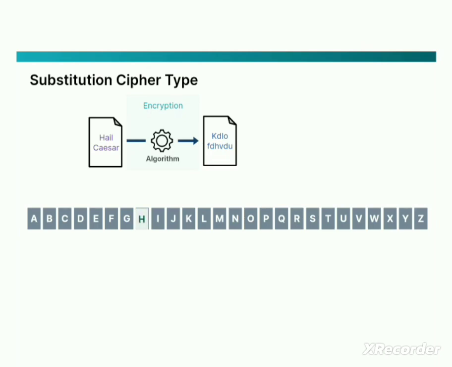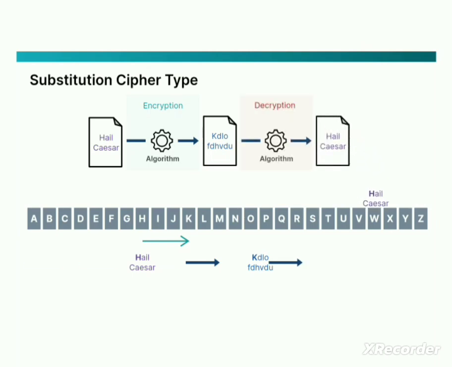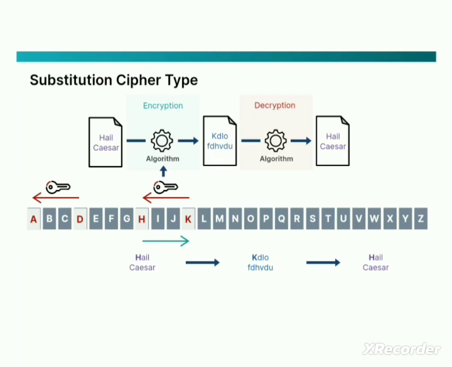If you shifted the letters by 3, the message Hail Caesar would become KDLOFDHVDU, which is the ciphertext. In order for the recipient of the message to decrypt the ciphertext, they would need to know the number of letter shifts and shift in the opposite direction. Thus, when shifting 3 letters to the left, K becomes an H, a D becomes an A, and so on. The number of letter shifts is the shared secret or key, and the method is the cipher algorithm.